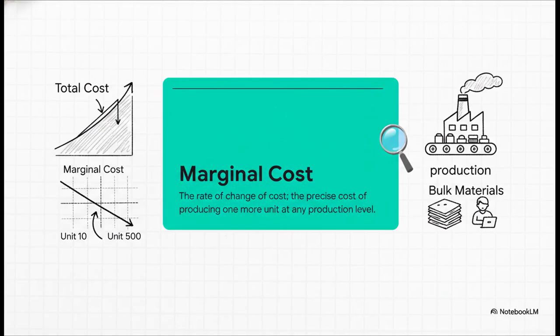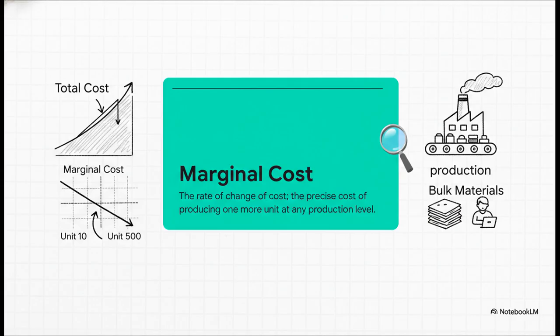So the key idea we need to master here is marginal cost. Now, in calculus speak, marginal cost is simply the derivative of the total cost function. But in business speak, it's way more intuitive. It's the exact cost of making the very next product off the assembly line. It is not the average cost. It's the instantaneous cost at a specific moment.